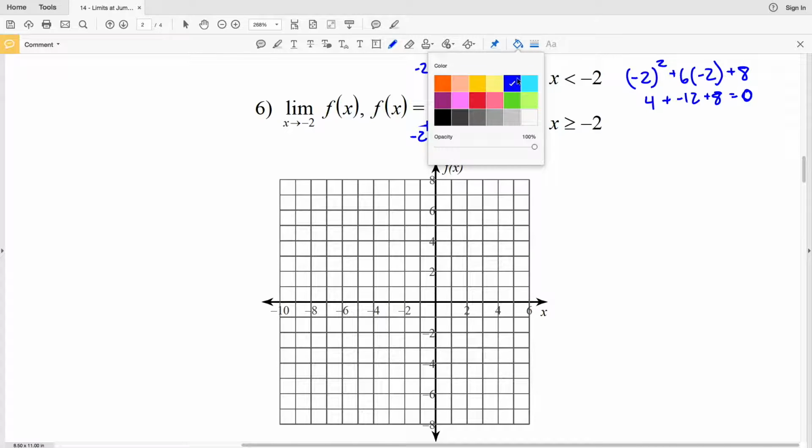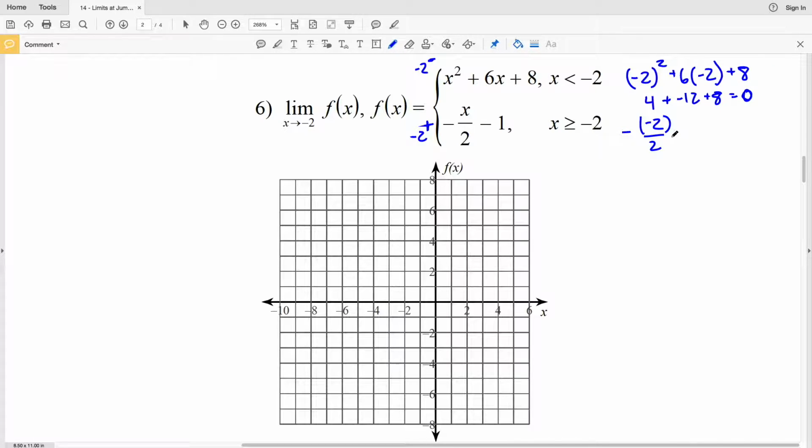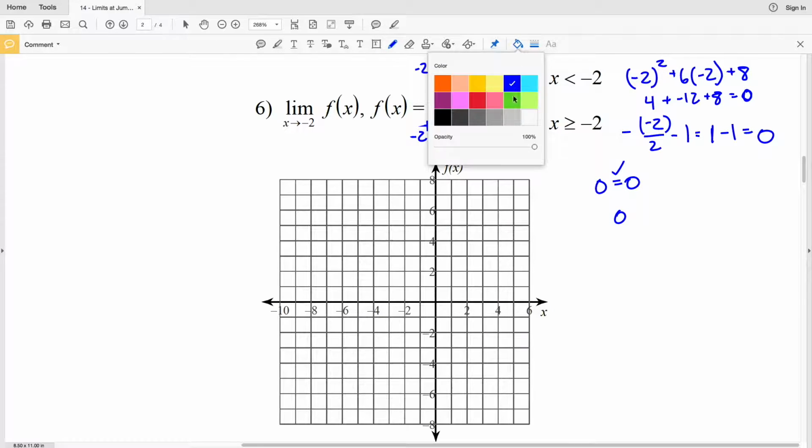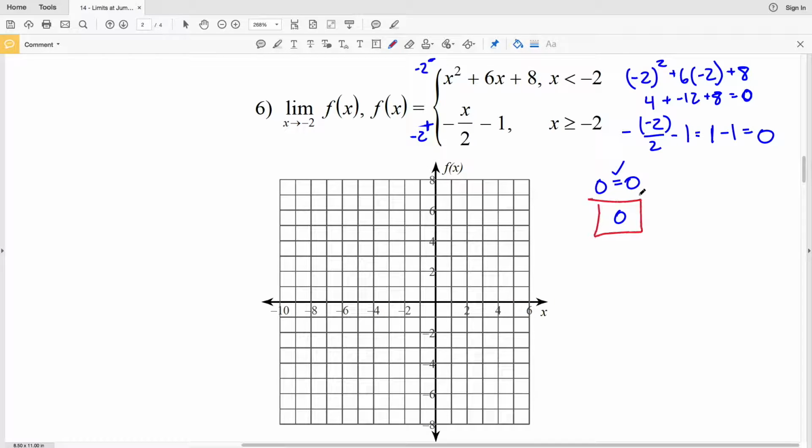So from the positive direction, we'll have negative 2 over 2 minus 1. Negative 2 over 2 is a negative 1, and the opposite of negative 1 is a positive 1. So we'll have 1 minus 1, which also equals 0. And because 0 equals 0, we know that the limit of our function as x approaches negative 2 is indeed 0. So we were able to find our limit without even graphing.